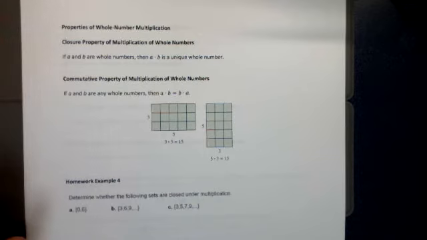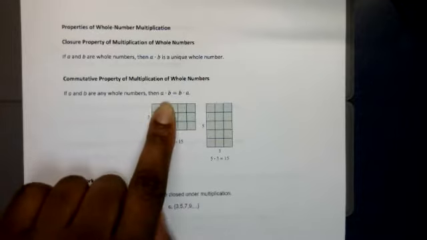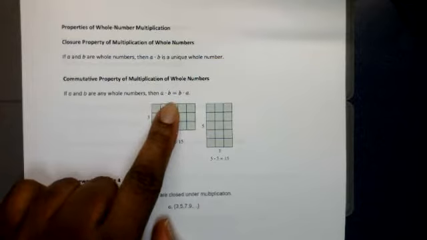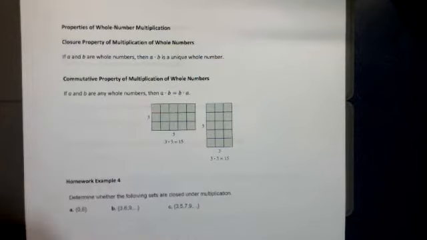Let's say 8 times 7. I'm going to get a unique whole number for 8 times 7, which is 56. And then we have the commutative property of multiplication of whole numbers, where if A and B are whole numbers, then A times B will be equal to B times A.